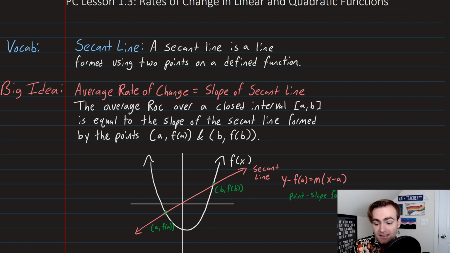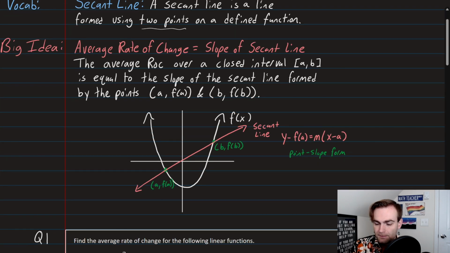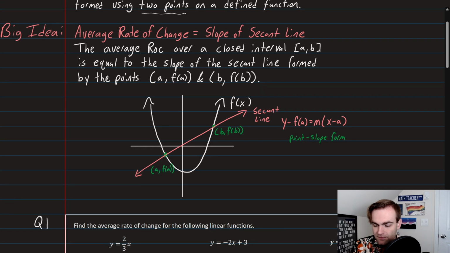A secant line is a line that is formed from 2 points on a defined function. As long as we have the function defined in some way, it could be numerically, analytically, or graphically. If we use 2 points on that function, the average rate of change between those 2 points is equal to the slope of the secant line between those 2 points. So we've got a formal definition here and a little bit of a visual representation.